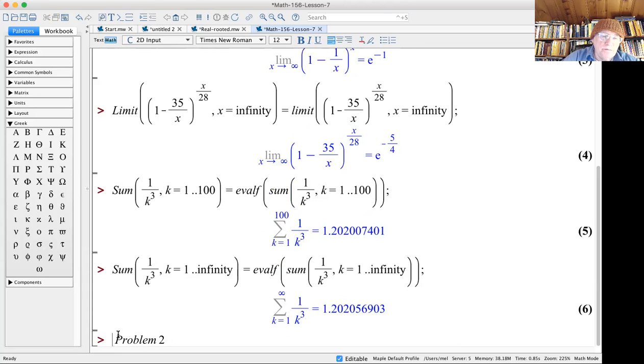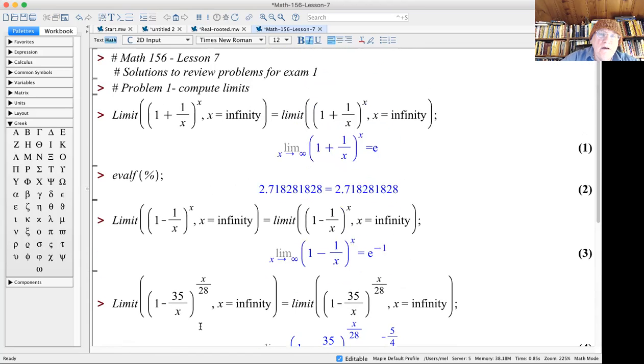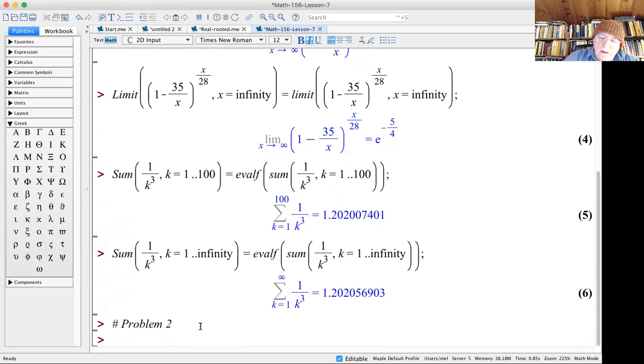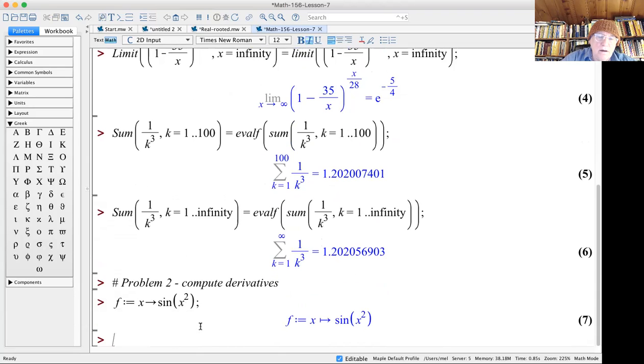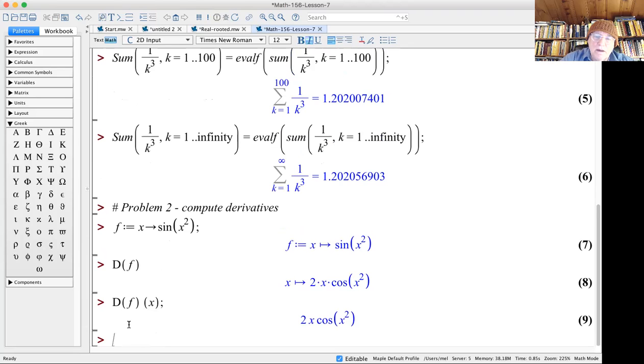Problem 2 is to compute derivatives. So for example, if we have the function f of x is the sine of x squared, d of f is that function. Or I could write d of f of x is that.